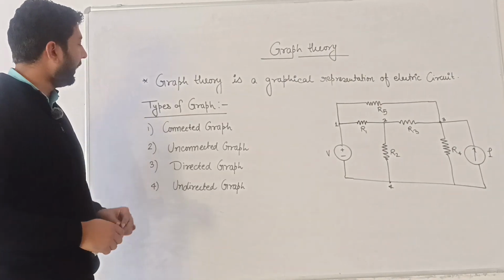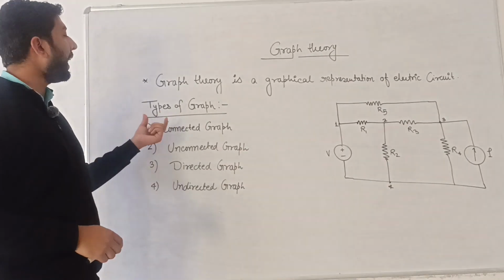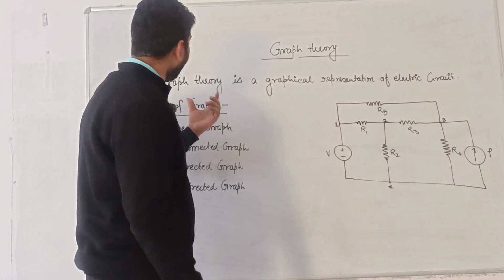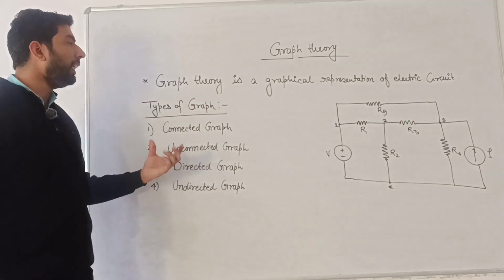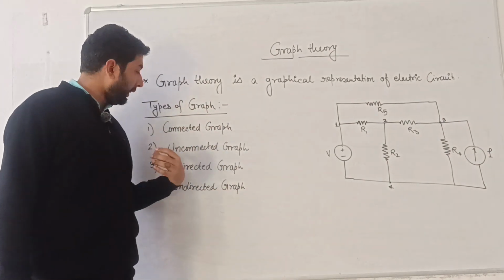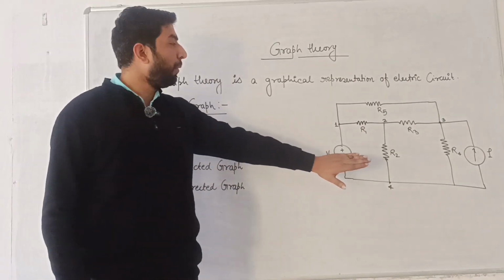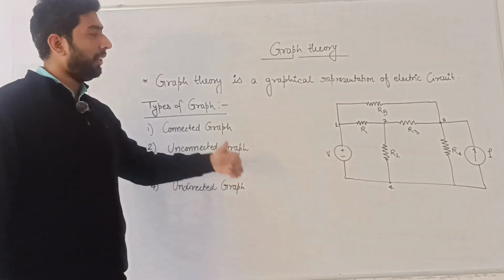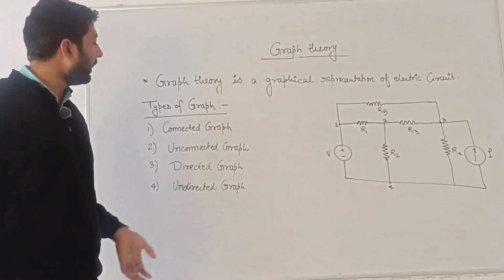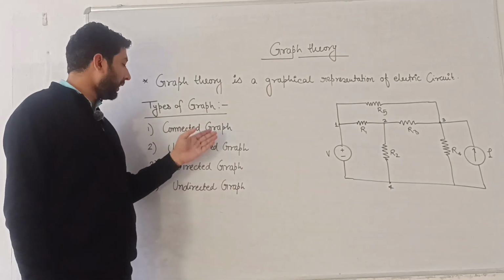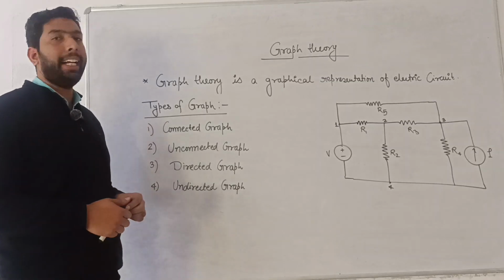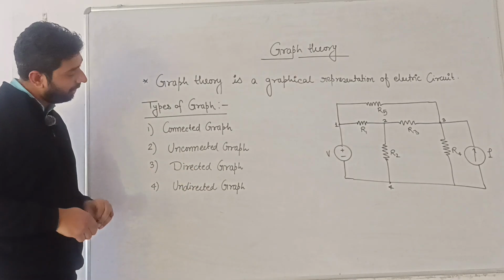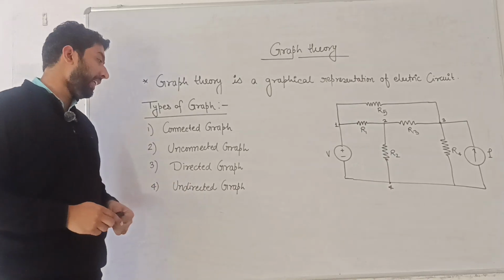So now come on the next topic, the types of a graph. Graph theory is basically divided into these types of graphs. These types of graphs consider an electrical system or electrical circuit with directions and with non-directions. First is a connected graph, second one is a non-connected graph, third one is a directed graph, and fourth one is an undirected graph.